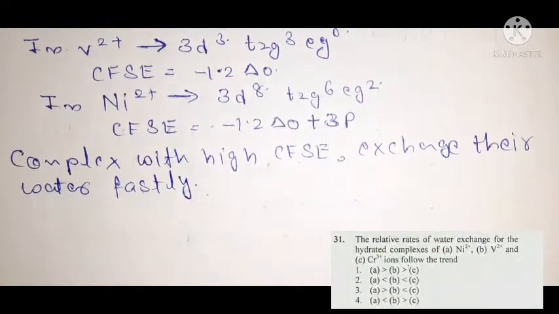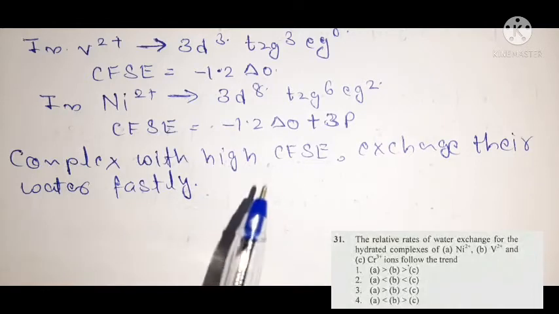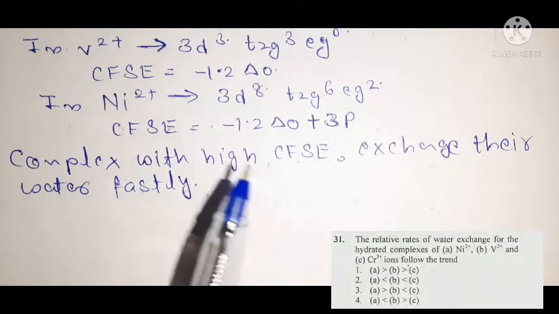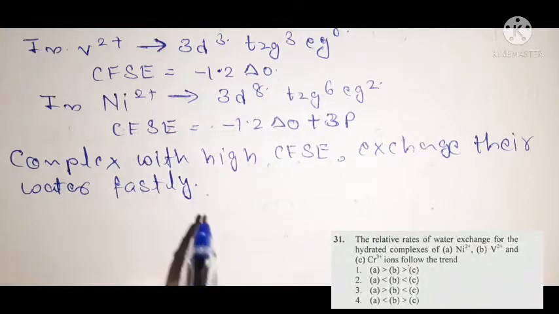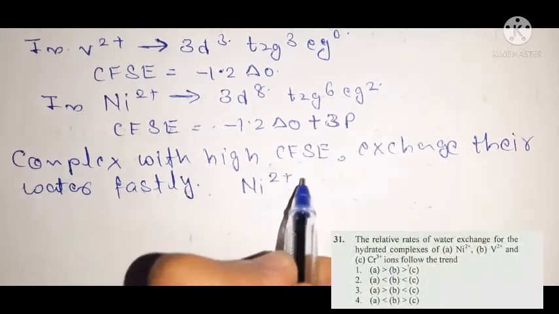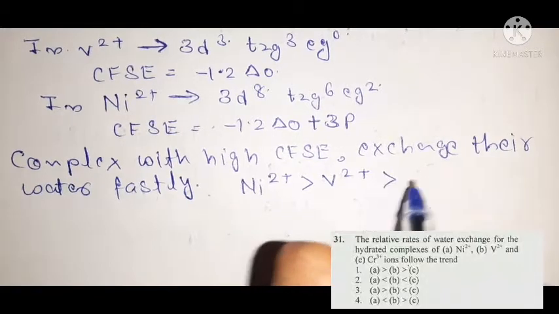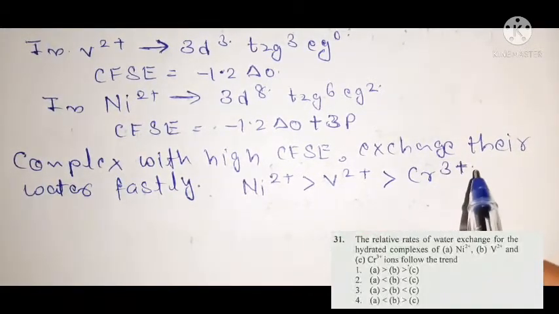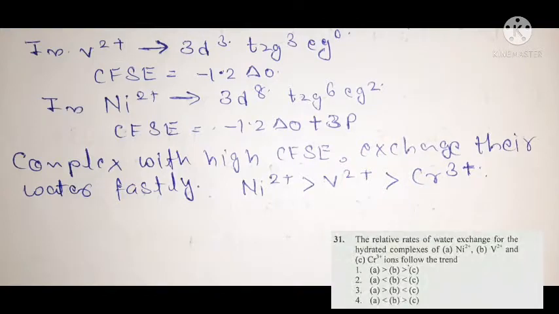So now it means the highest rate is for nickel 2 plus, then vanadium 2 plus, and then chromium 3 plus, because chromium 3 plus has the least rate out of these 3 complexes. First of all, when the charge is different on the metal ion, oxidation state is different, so we use the concept of charge present on that metal ion. But when the oxidation state is the same, then we use the concept of CFSE.